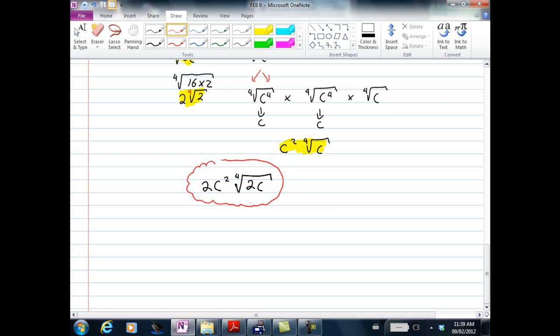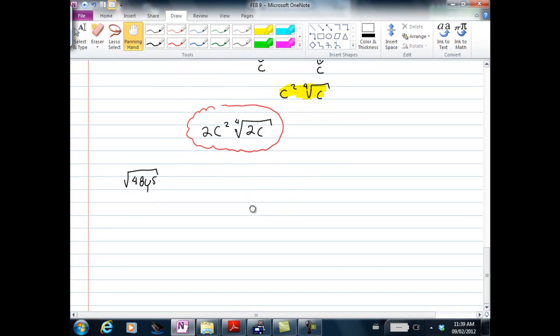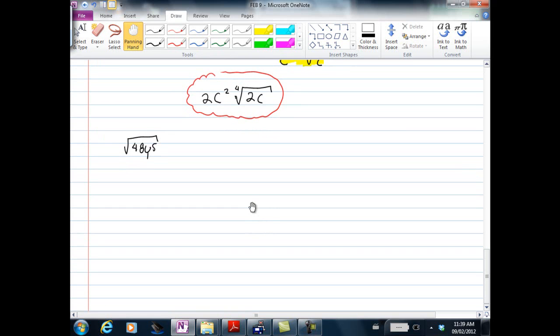Voila. It sounds complicated, but I'm going to give you another question to try. Again, like I said, all this takes practice. What about this one? Root 48 y to the power 5. No tricks. Just root 48 y to the power 5. Okay, square root.